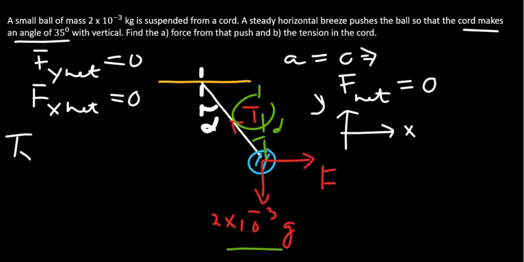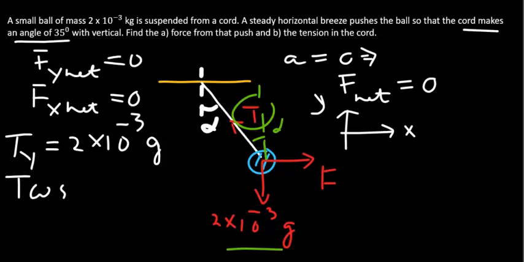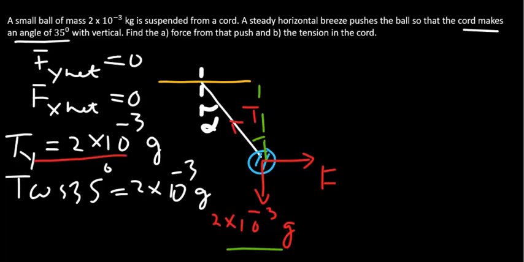One is the weight, and the other one is the y component of that tension. So the y component of the tension equals weight, which is 2 times 10 to the power minus 3 times gravity. Now the y component of tension in terms of T and 35 degrees is T cosine of alpha, or cosine of 35 degrees, and that is 2 times 10 to the power minus 3 g. We arrive at this conclusion using the fact that net force along the y direction is 0. So the acceleration is 0, which gives us this line. So let's call that equation 1.